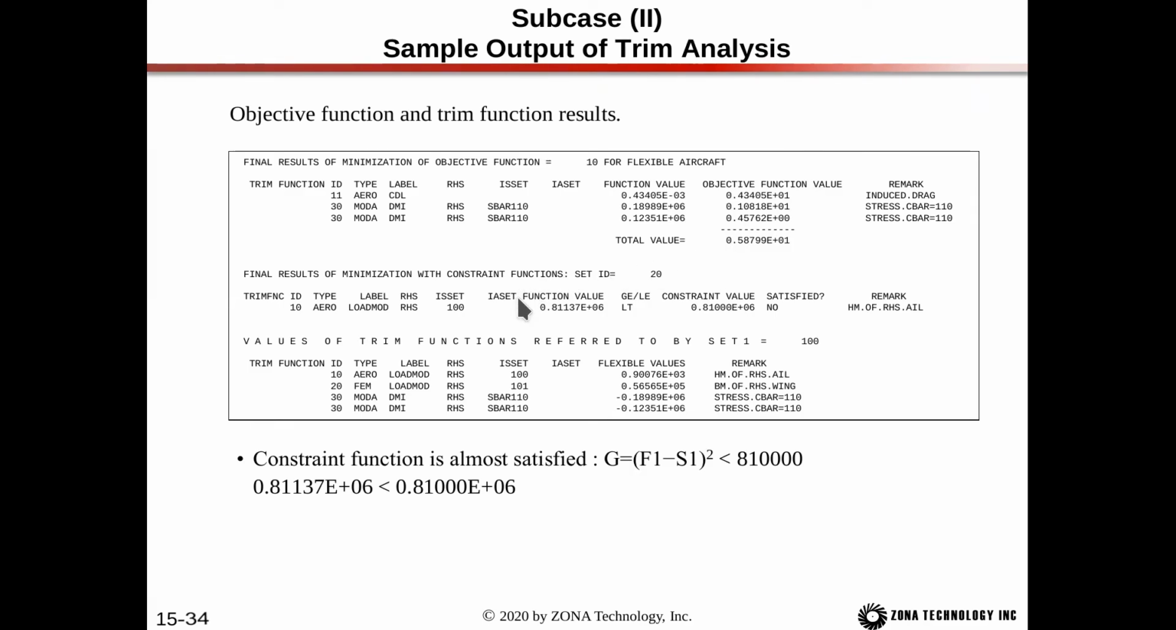And then if we look at our constraints, the constraint value was 810,000, and the calculated is actually 811,000. Now, just due to the solver method in ZEUS, sometimes the constraints are not strictly met, but they are almost met. So you can see that our constraint value is 810,000, and our computed value is 811,000. So technically our constraint is not satisfied, but it is almost satisfied.